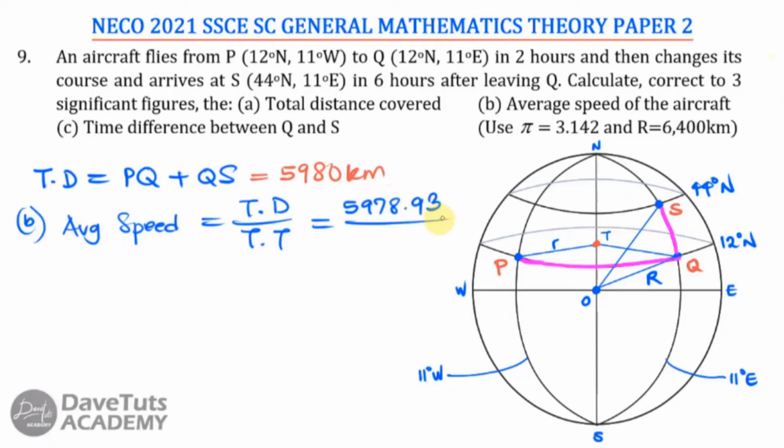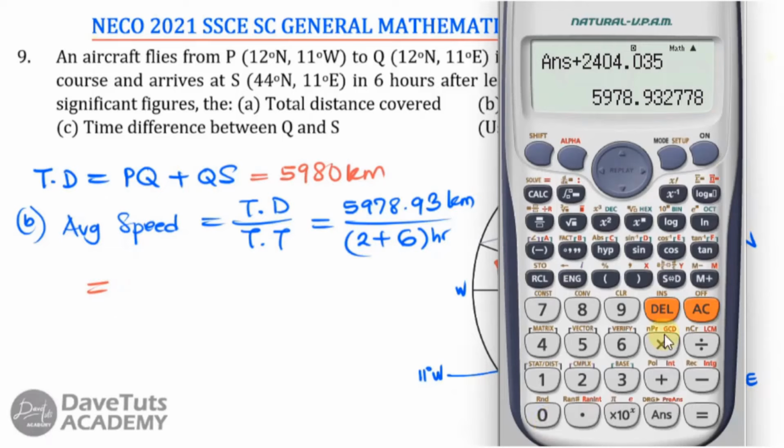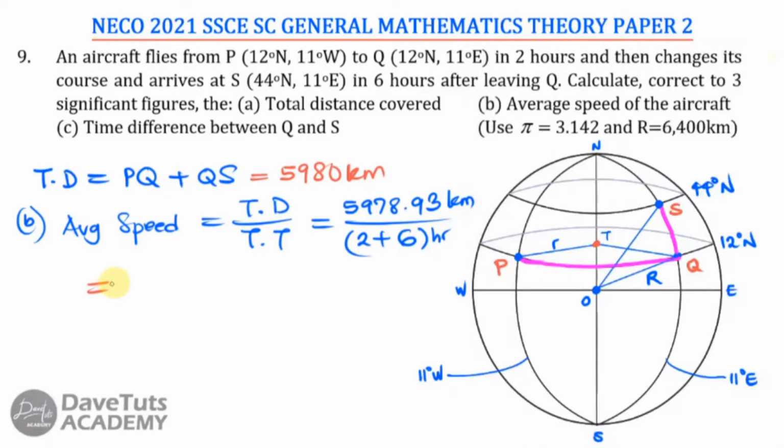5978.93 divided by the total time. Initially, in moving from P to Q, it took 2 hours. Then from Q to S, it took 6 hours. So we have 2 plus 6 hours, and we have the distance in kilometers. So speed is nothing but our initial answer divided by 2 plus 6, which is 8. So we get 747.36659, which is 747.367. But again, we are asked to get it correct to 3 significant figures.